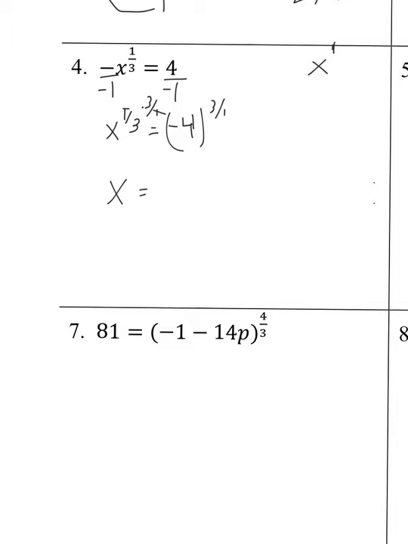This 1 cancels out with this 1, this 3 cancels out with this 3, and now we're left with just x alone. And negative 4 cubed. So it's negative 4 times negative 4 times negative 4, and that's going to be equal to negative 64.